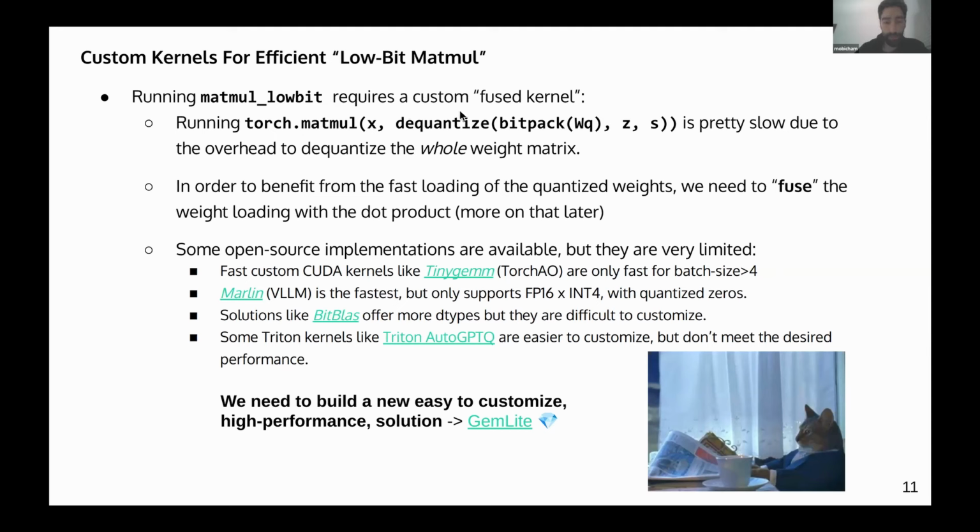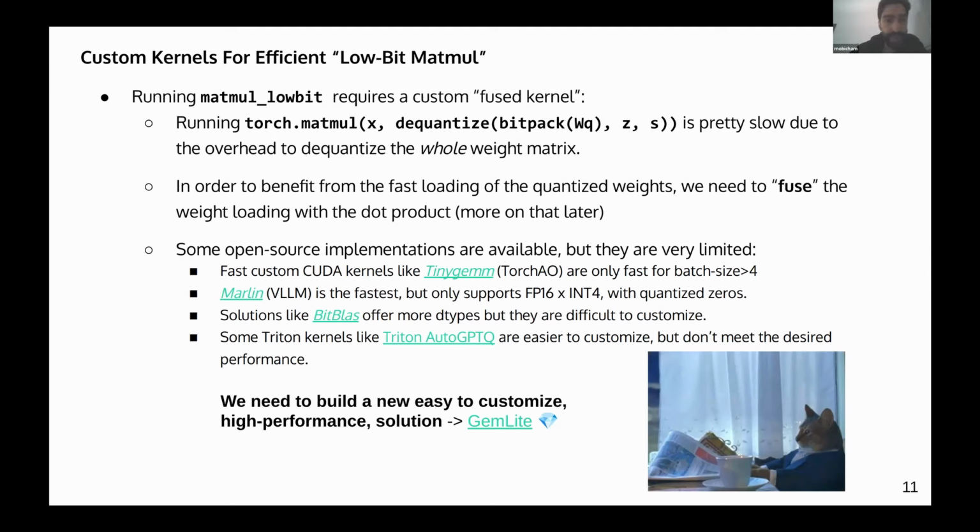Again, running this model in low bit, which is what we are trying to do, we need this fused kernel. And this is not available directly in PyTorch. You need an external library that has implemented this fused kernel. There are a lot of open source solutions here. There's a really fast custom CUDA kernel in torchao called TinyGEMM. That's my favorite way of running 4-bit quantization because it's very fast. But the problem with this kernel is that once you go above batch size 8, it gets very slow because it's a GEMV kernel.